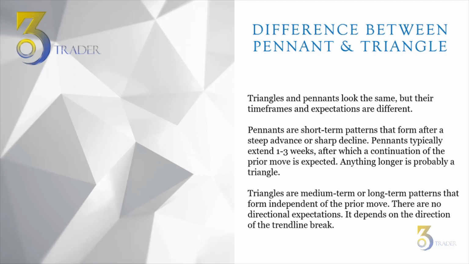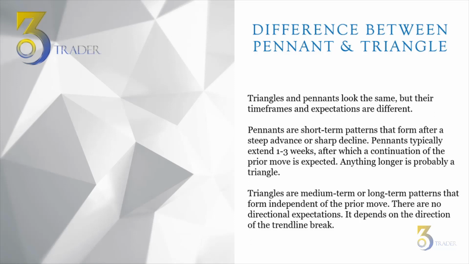So if you see a pennant in an uptrend, your expectation is that this should break to the upside and continue the uptrend. If the pennant appears on a downtrend, a strong downward move, the expectation is, hey, we have a pennant here on a short time frame between 1 to 3 weeks, so the downtrend should resume. So it's seen as a continuation type of consolidation.